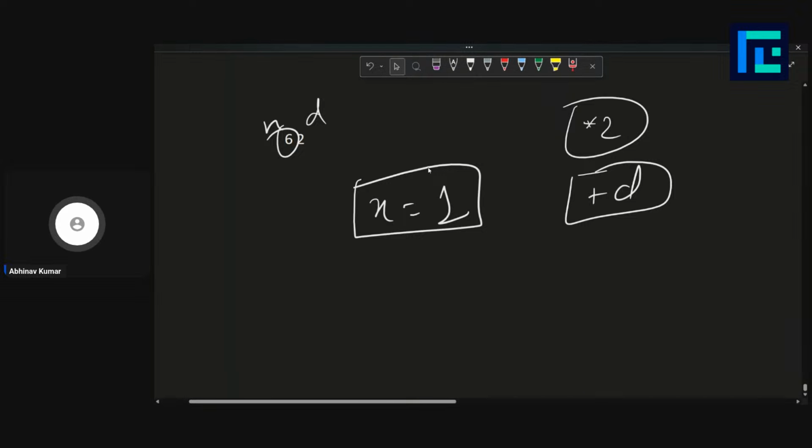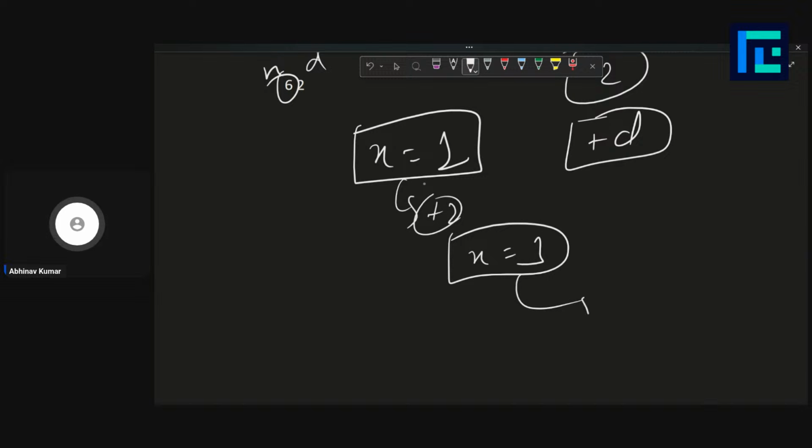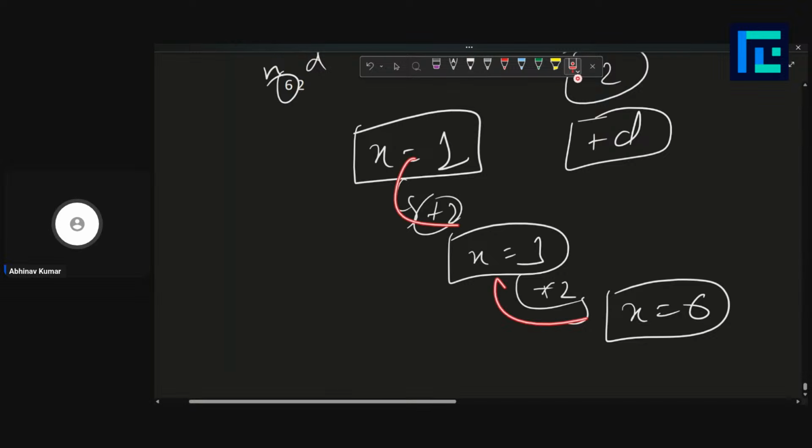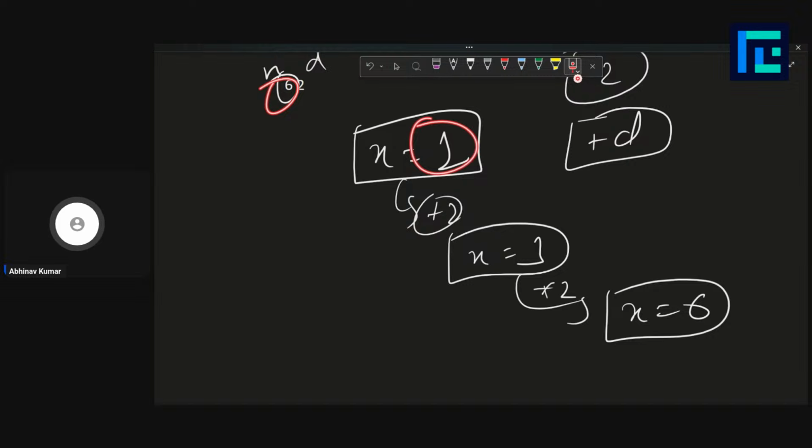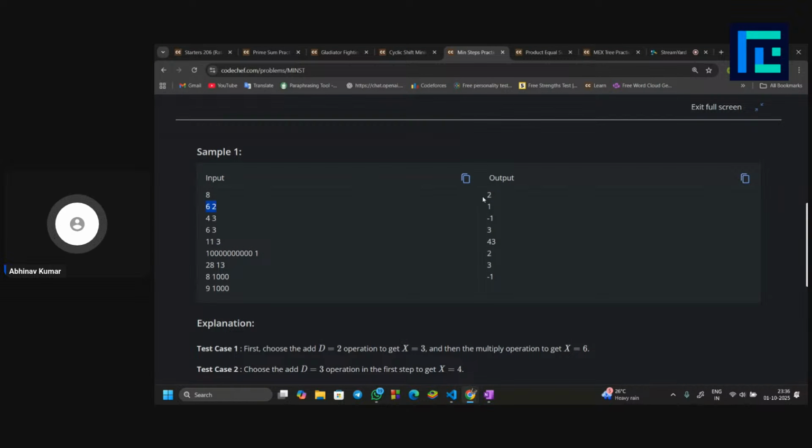So in this case, what you can do is, let's say you have x equal to 1, you add a plus 2 to this x, you go to x equal to 3. Then let's say you multiply it by 2, you get to x equal to 6. So in 2 steps you have reached x equal to 6, and it was not possible to reach here in 1 step. If you add plus 2 to x, you would reach 3. If you multiply it by 2, you would reach 2. You cannot reach it in 1 step. So 2 is the minimum number of steps you would require to reach 6. So here your answer was 2.